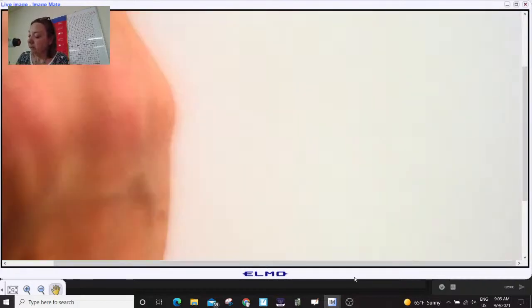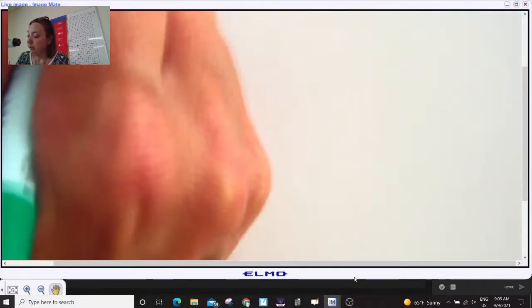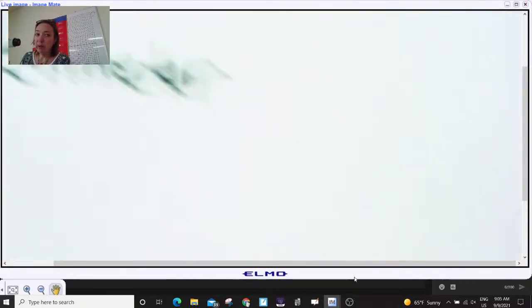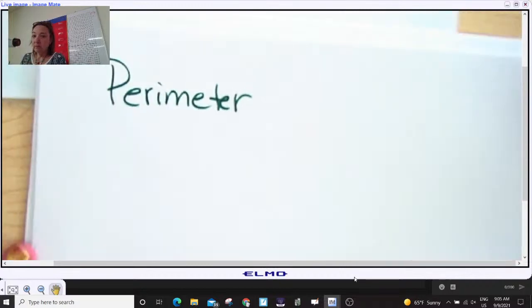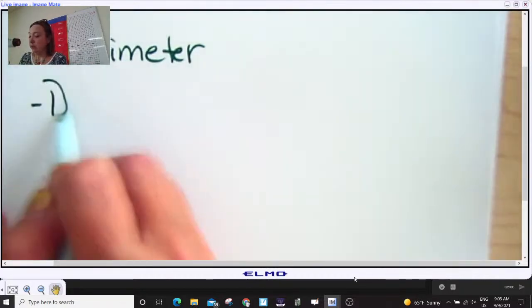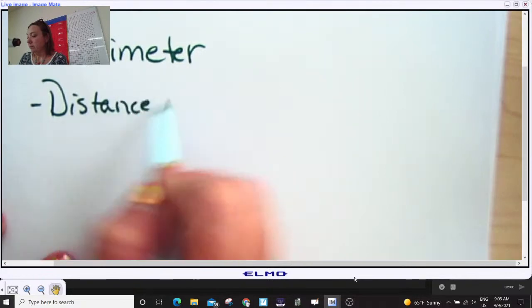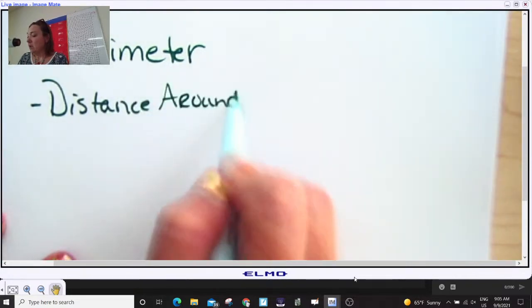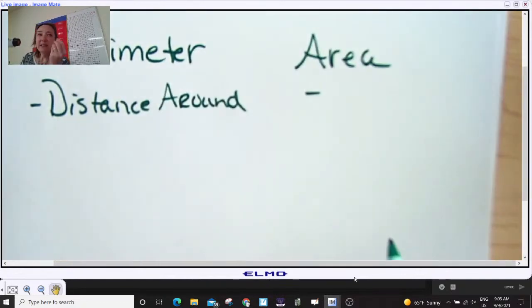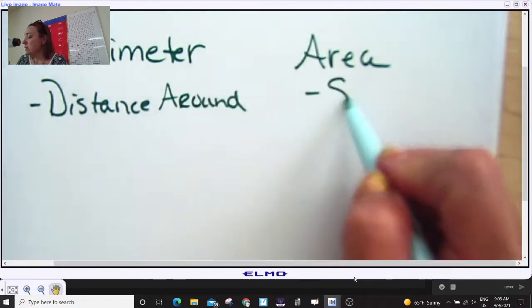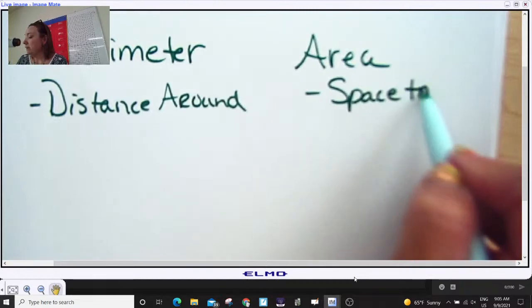Now let's talk about perimeter and area. So, what is perimeter and what is area? Perimeter is distance around. Okay, perimeter is the distance around. Area is, distance isn't quite the right word. Space. We'll use the word space. Space taken up inside.